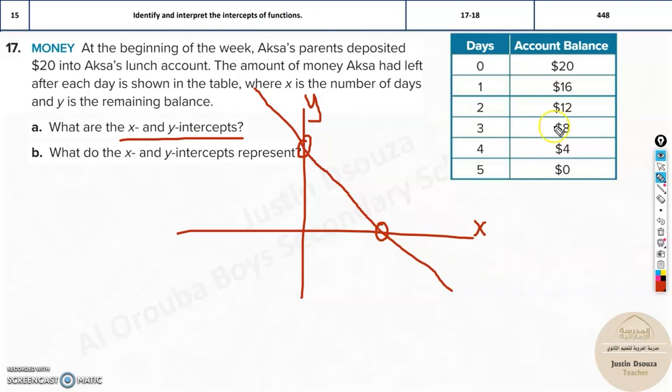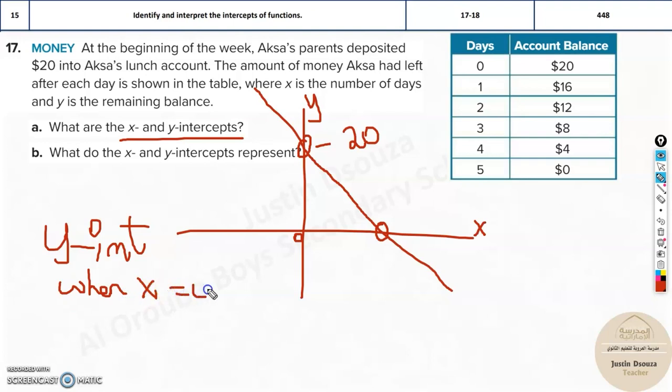Here they have not mentioned a graph, and you don't want to draw a graph. How will you directly find it? Now look over here. This is 0, isn't it? The y-intercept will be some value. See, over here it is 20 at x equal to 0. So to find the y-intercept, it is always when x is equal to 0.